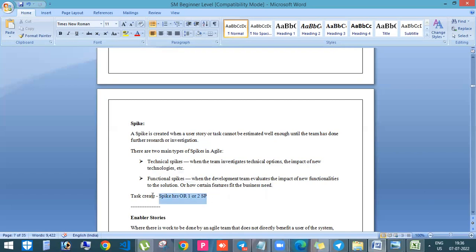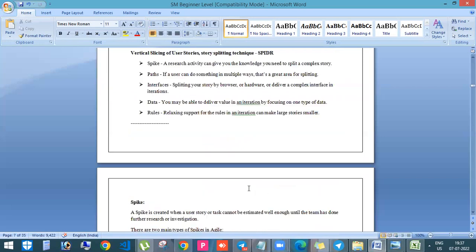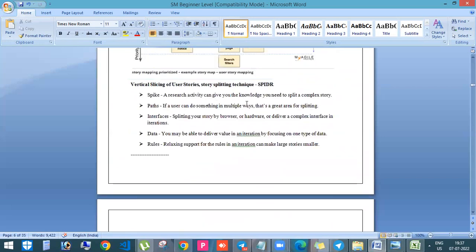As I told, a spike can be either 1 or 2 story points, or you can create a task in Jira and have it as a spike. If you are creating a task, you can give only hours, you cannot give story points. So this is about spike on the whole. You can split the story as a spike, where S stands for spike.